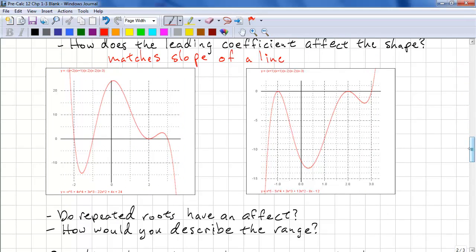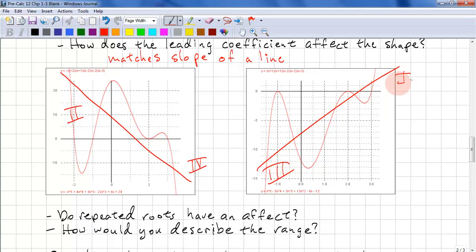Let's look at a few more. This is a quintic, and we have another quintic. This one has a negative coefficient. So again, it matches the slope of a line. It goes negative. And this one's positive, and it goes upwards. Okay, so again, it matches the slope of the line. Or you could say that this starts in quadrant 2, ends in quadrant 4. Starts in quadrant 3, ends in quadrant 1.